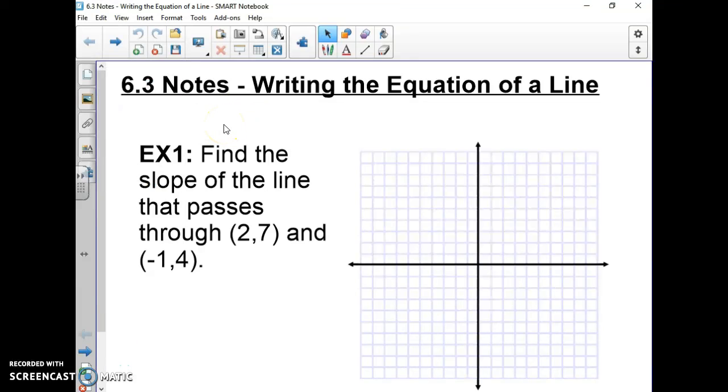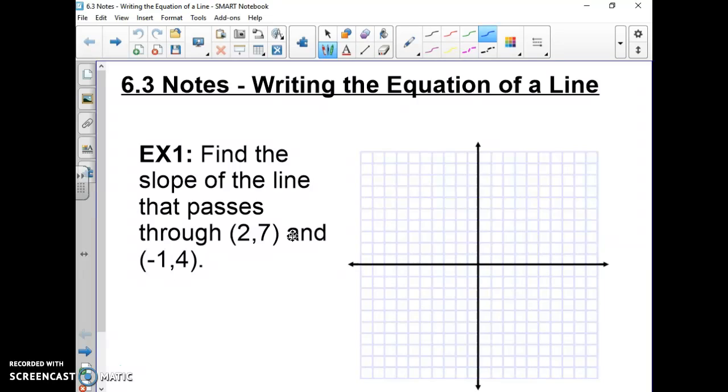In section 6.3, we will look at how to write the equation of a line. The first thing we have to know to be able to write the equation of a line is how to find the slope. So, example 1 asks us to find the slope of the line that passes through (2, 7) and (-1, 4). So, let's graph those points and look at them.